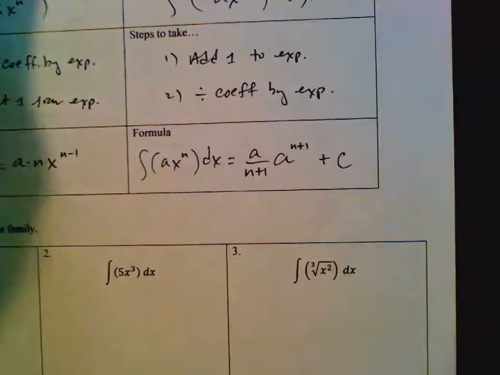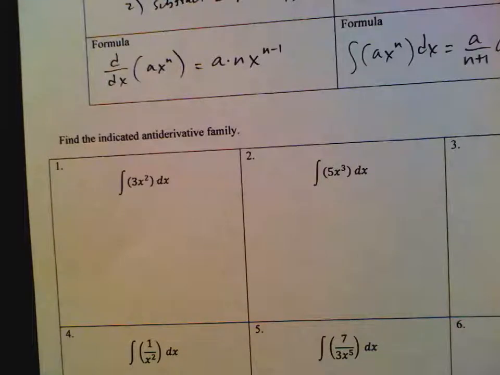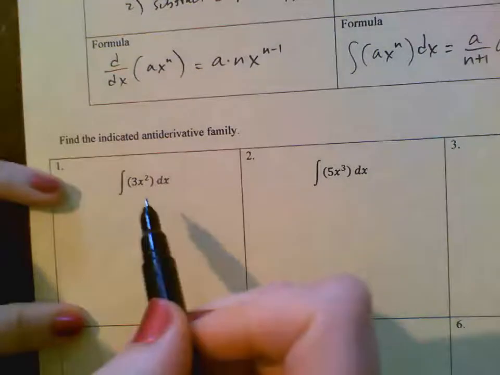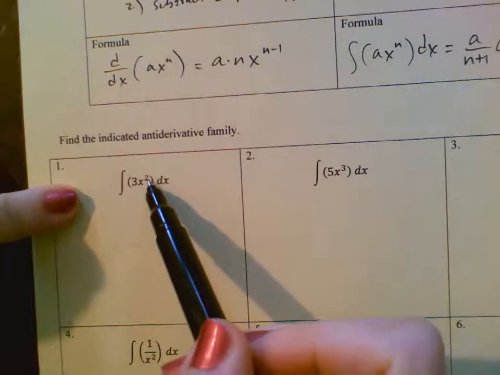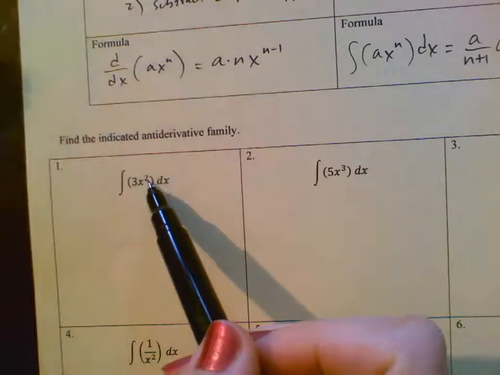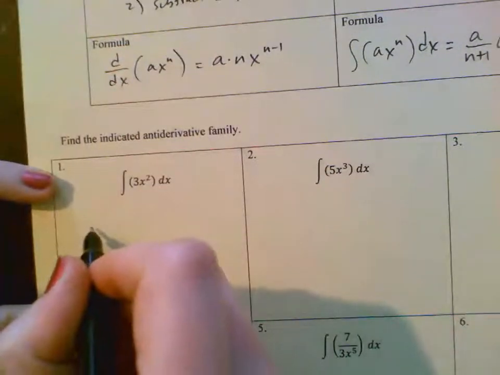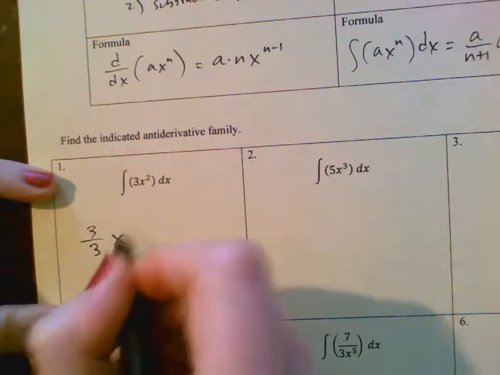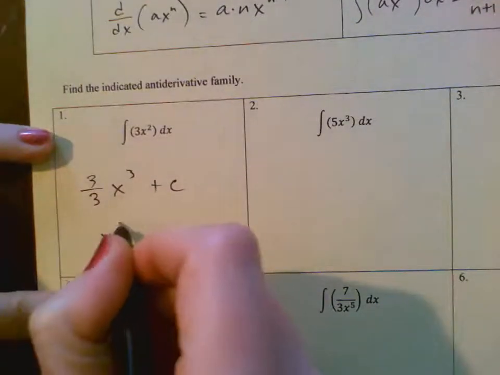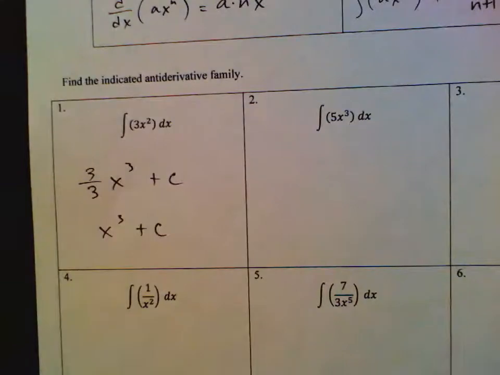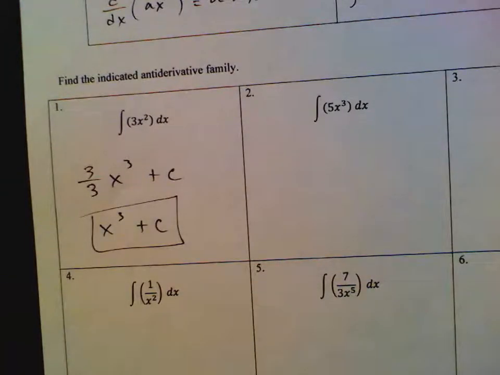Okay, so find the indicated antiderivative family. I add 1 to the exponent, so that's going to be 3. So it's going to be 3 over 3 x to the 3rd plus c. That plus c is very important. Like I said, it's a big deal. They're going to ding you if you don't include it. All right, so there's that.